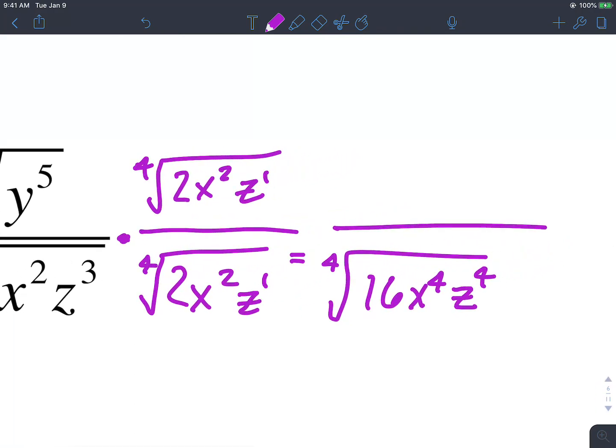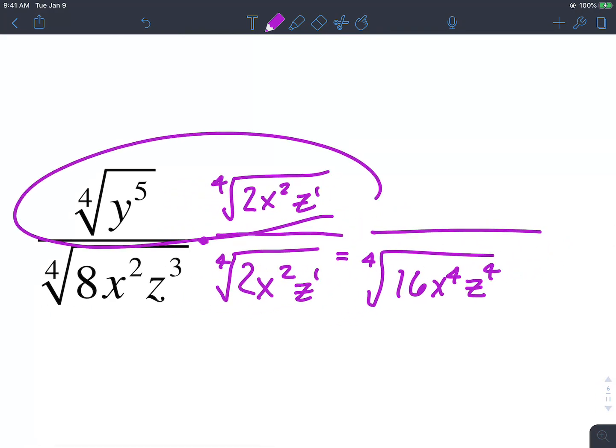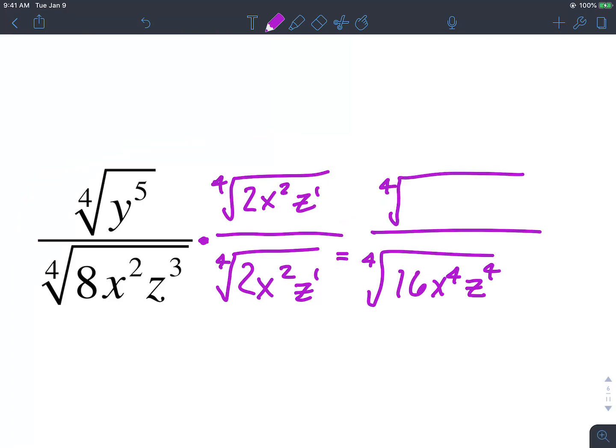Okay, and then when we multiply that, you're multiplying these two together. It's going to be the fourth root. You don't have any other coefficients, so that's 2. And then I guess we'll go x squared. If you want to go in alphabetical order, then we'll go y to the 5th, and then z to the first.